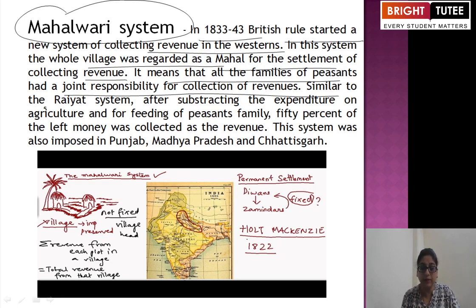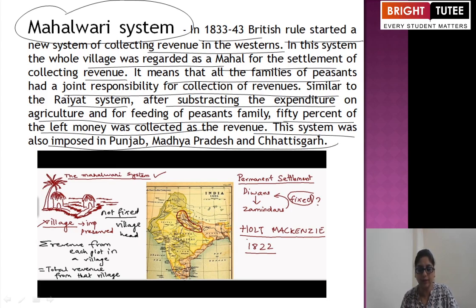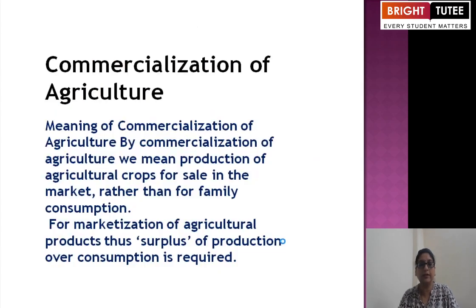So similar to the Ryotwari system, after subtracting the expenditure on agriculture and for feeding the peasant's family, 50% of the leftover money was collected as revenue. This system was also imposed in Punjab, Madhya Pradesh and Chhattisgarh. Here you could see it was not a fixed village, and revenue from each village was also taken, the total revenue from that village. And here the permanent settlement with Diwans and Zamindars was fixed in the year 1822.